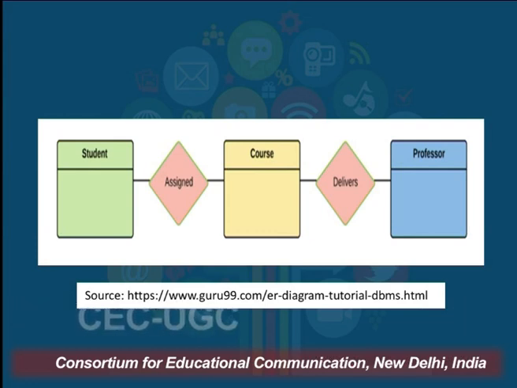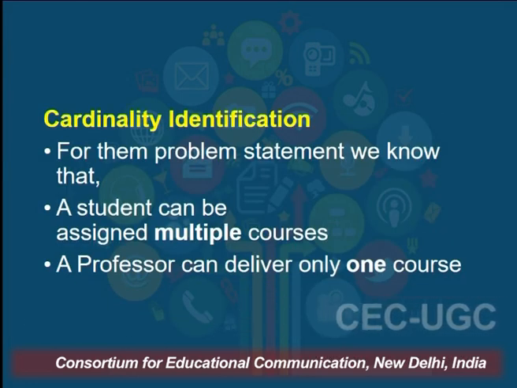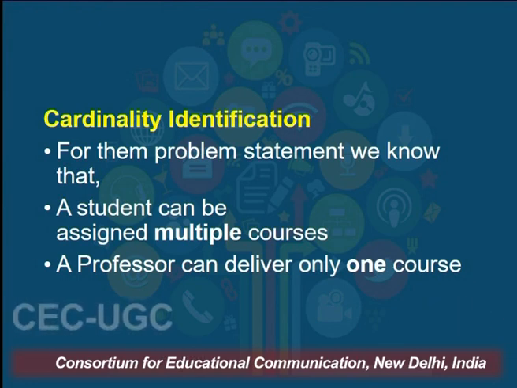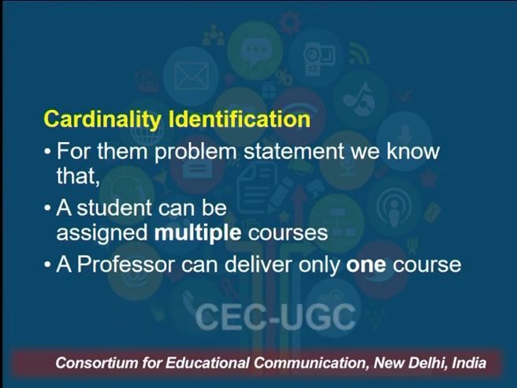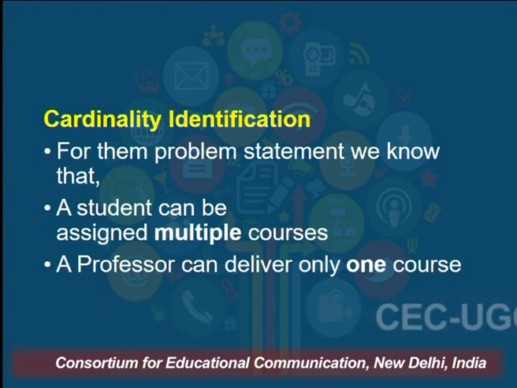But we also need to identify the attributes of the entities, which are student, course, and professor, and we also need to see whether there are any attributes associated with the relationships, because relationships can also have attributes. Apart from that, one thing we have not identified till now is the cardinality, as in whether it is a one-to-one relationship or a one-to-many relationship, and so on.